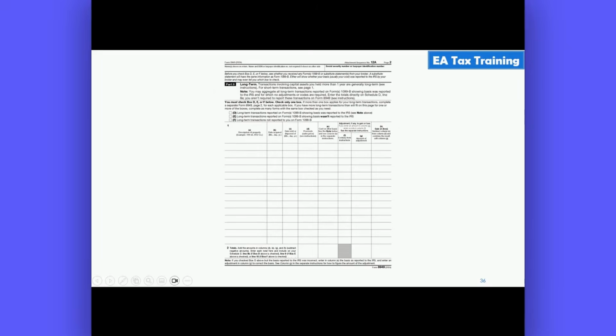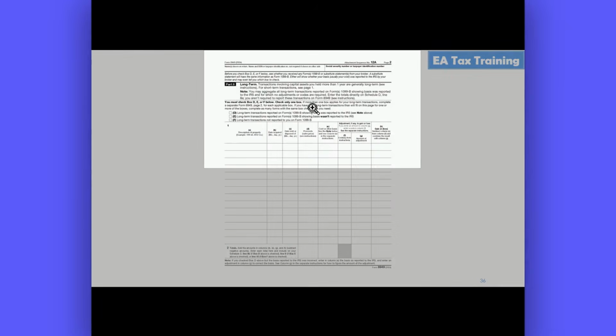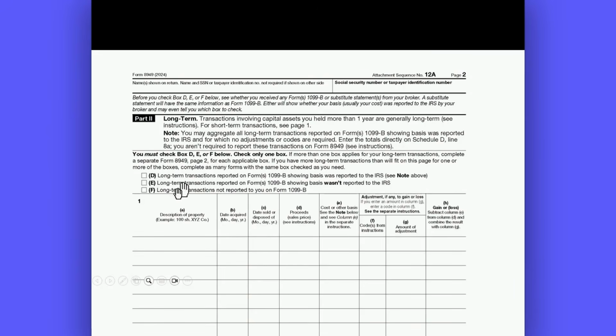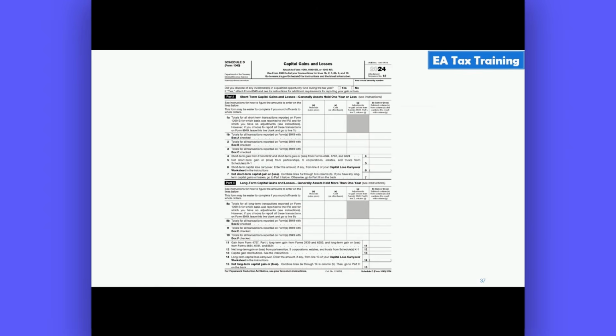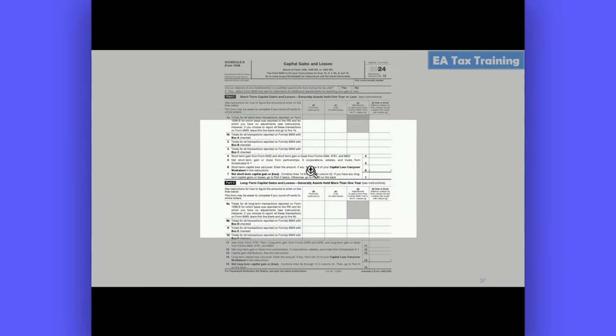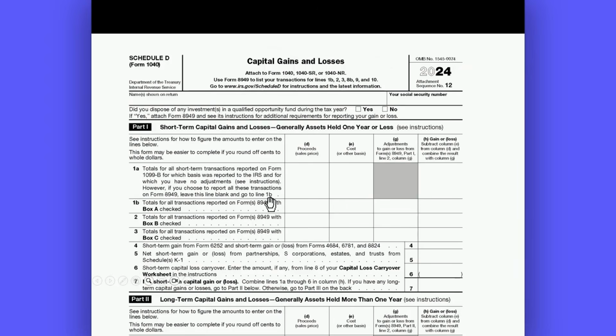Then we're going to go to page 2, which is the exact same thing, except it's for long-term transactions. So they call it box D, E, and F, but it's the same thing. They correspond to boxes A, B, and C on the previous page. And then you're going to show all of that same information here, just like you did on the previous page. And again, if you have to check more than one box, then you attach another 8949. Once you've done the 8949, you are going to transfer that information up here to Schedule D, capital gains and losses. It is possible sometimes to skip the 8949 and just put things on Schedule D.